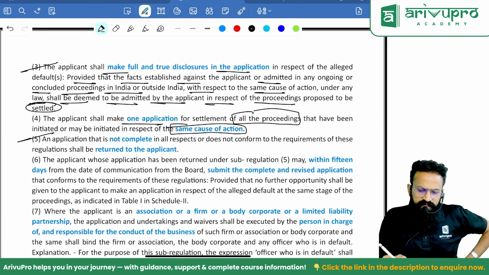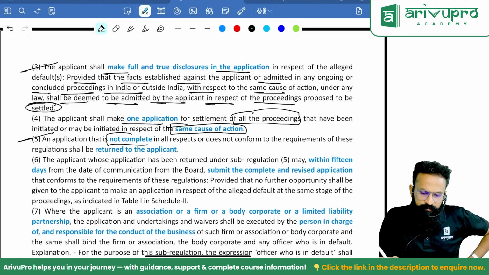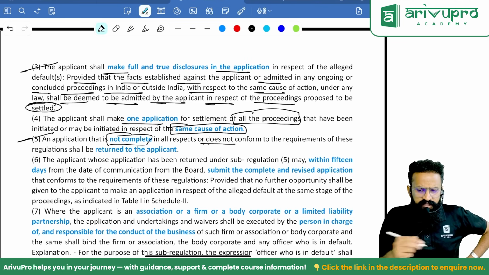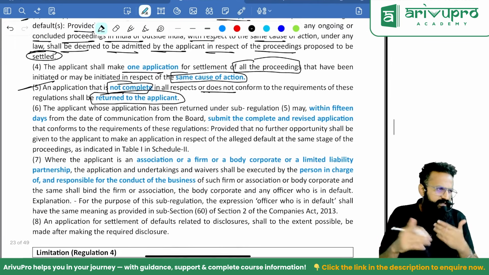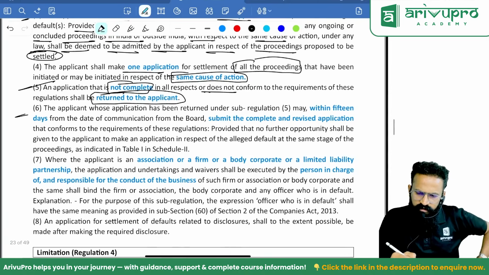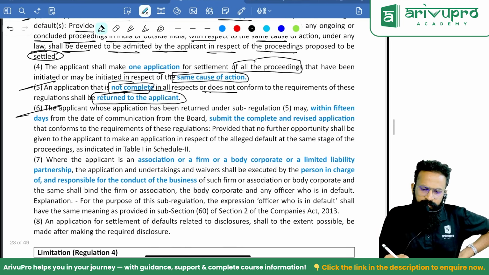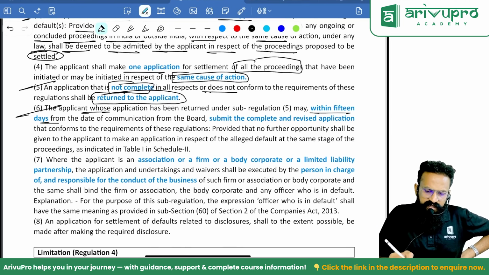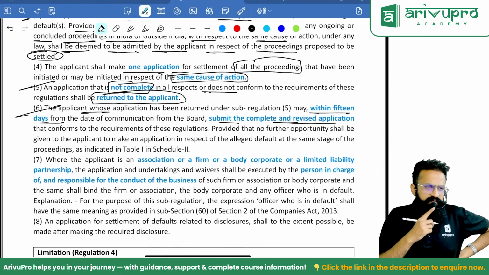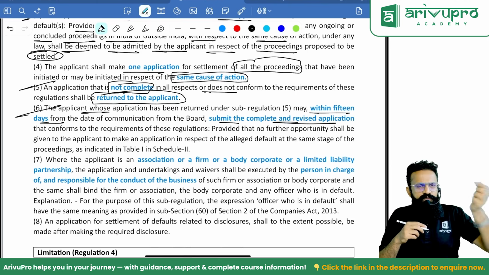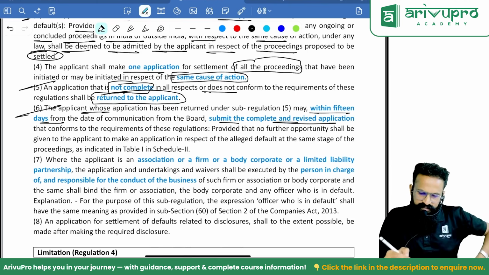An application that is not complete in all respects or does not conform to the requirements of these regulations shall be returned to the applicant. If you have not completely filled it, they will send it back to you for filling it again. The applicant whose application has been returned may, within 15 days from the date of communication, submit the complete and revised application. You need to resubmit it within 15 days.